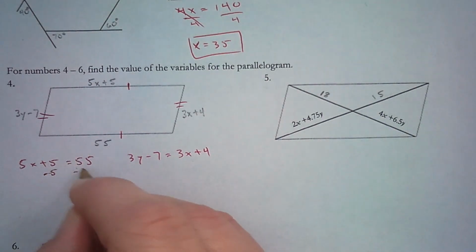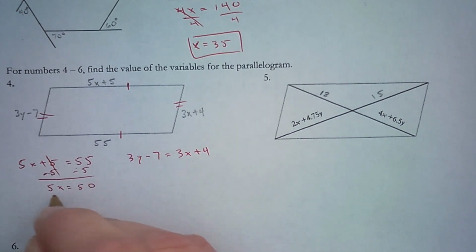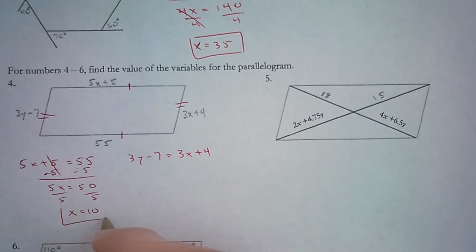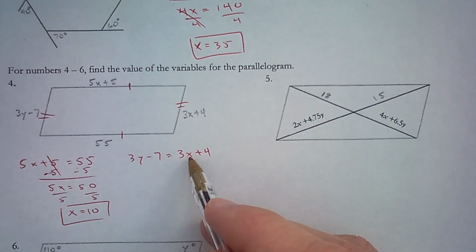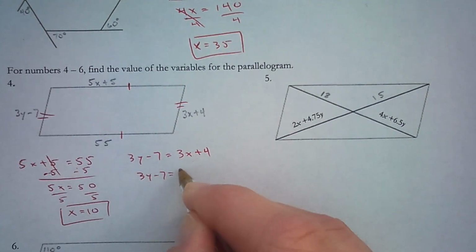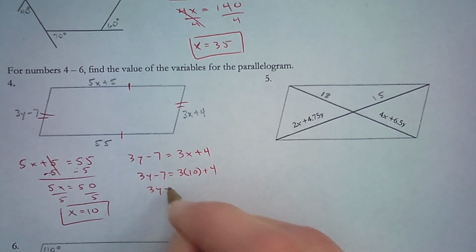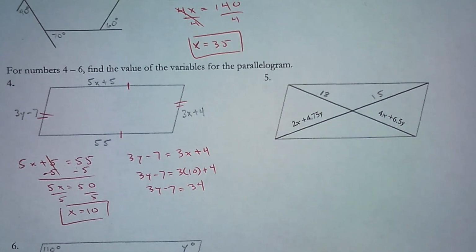So minus 5, 5x equals 50, and divide both sides by 5, and I get x is 10. Okay, now that I know that x is 10, I'll substitute that in here. So I get 3y minus 7 equals 3 times 10 plus 4. And that's 30 plus 4 is 34.